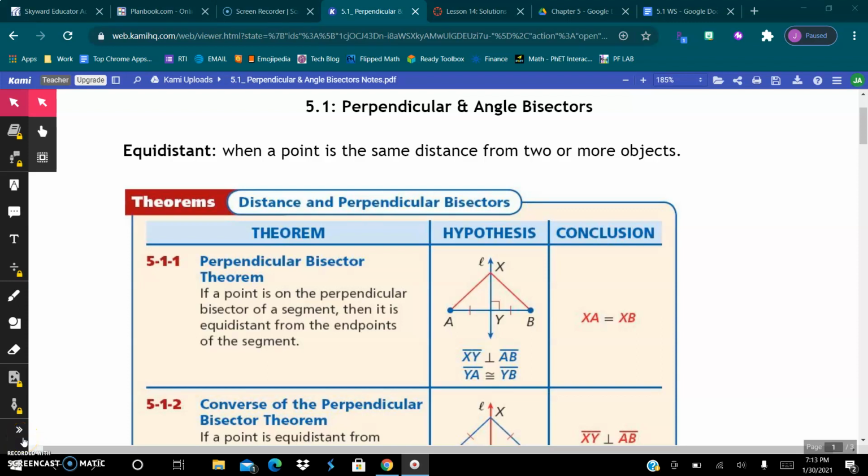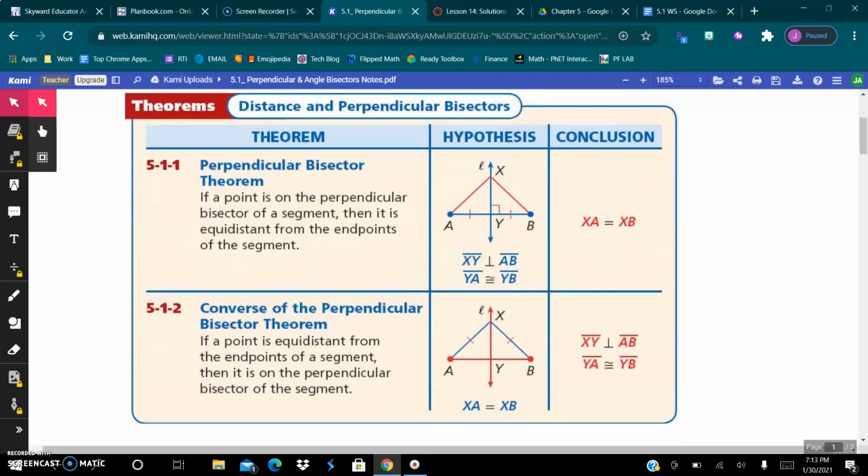Section 5.1 is on perpendicular and angle bisectors. So we are going to start off here with a vocab word. It's equidistant, and that is when a point is the same distance from two or more objects. So kind of self-explanatory there. Equa means equal, and distant means the distance.